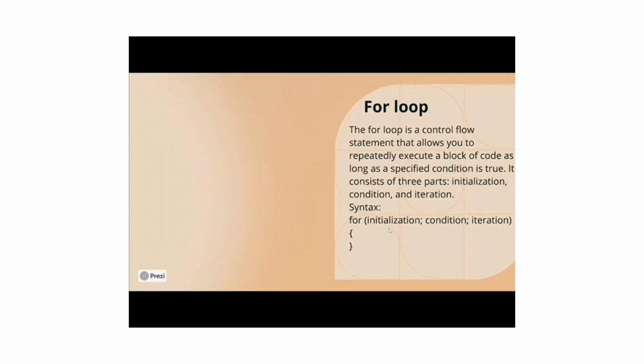Next one is condition. This condition is evaluated before each iteration. If the condition is true, the code inside the loop is executed. Then the third one is iteration. Iteration is executed at the end of each iteration, and it updates the counter variable, that is increment or decrement. Here I provide a simple example using this for loop concept.